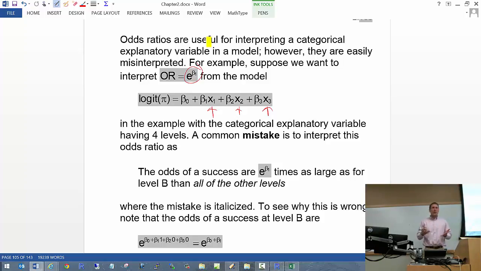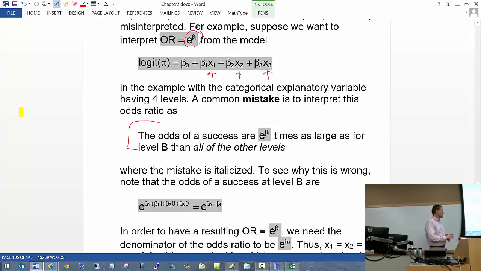Now the intuitive answer is probably that it's comparing B to all the other levels of our qualitative variable. So you might say something that looks like this: the odds of a success are e to the beta 1 times as large for level B than all the other levels. Again, x1 represents level B. You may say that, but that's actually incorrect. So let's talk about what e to the beta 1 actually represents.